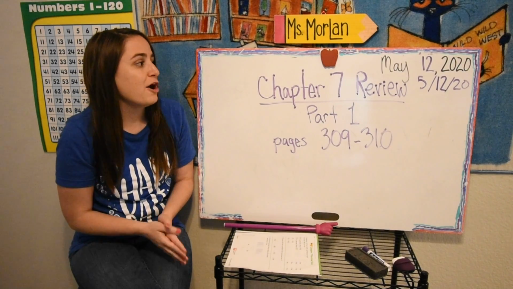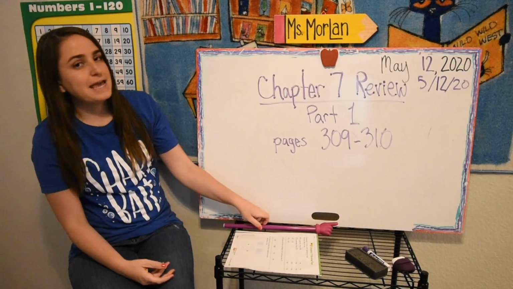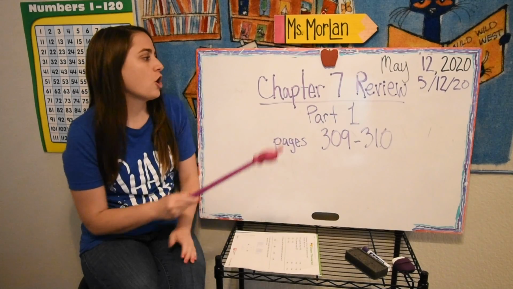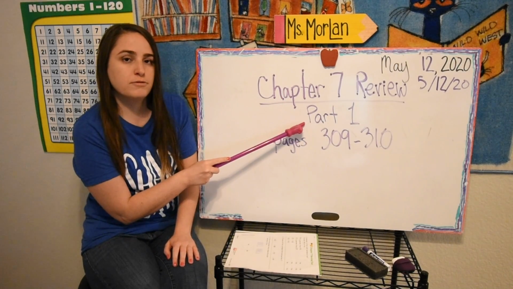2020. Okay, our digital date is 5/12/20. All right, today in math, we are going to be starting our Chapter 7 review. This will be part 1 of the review.